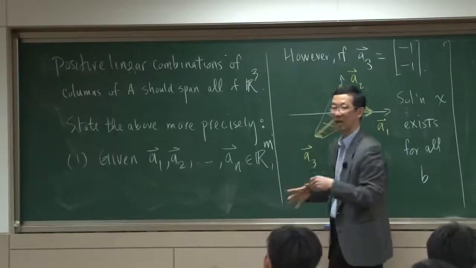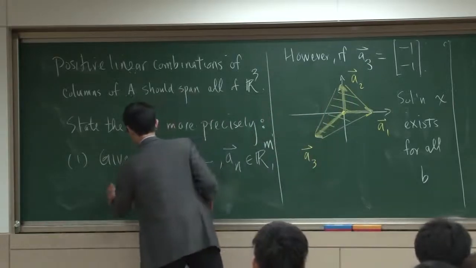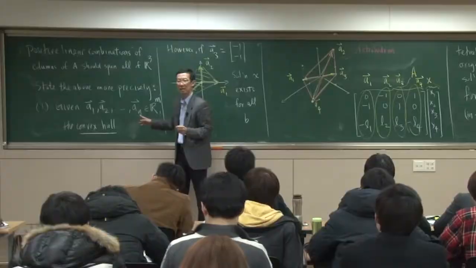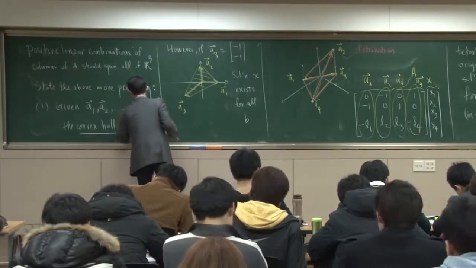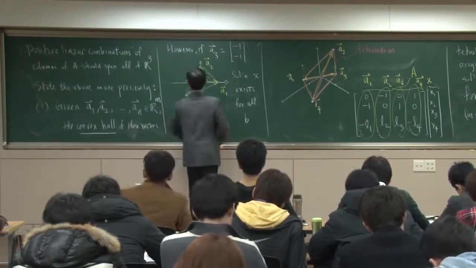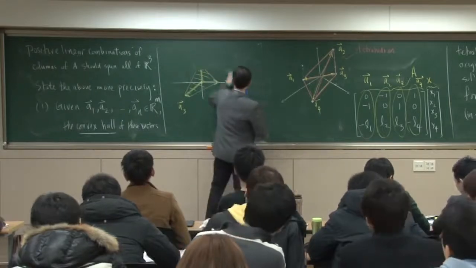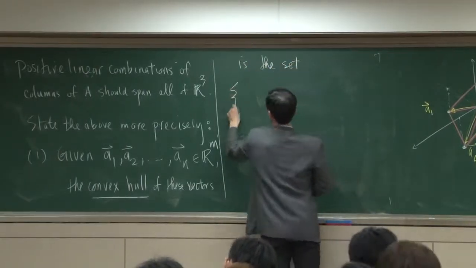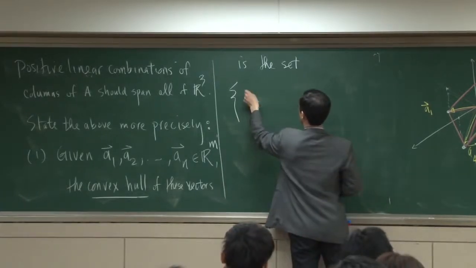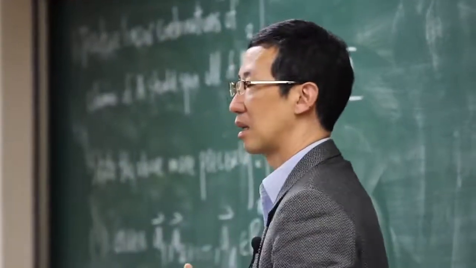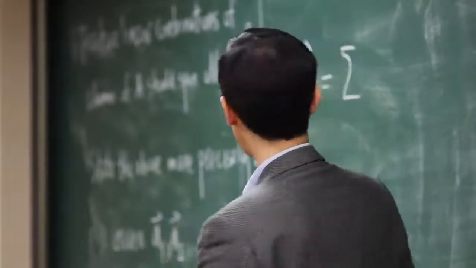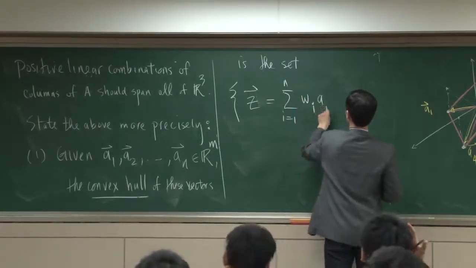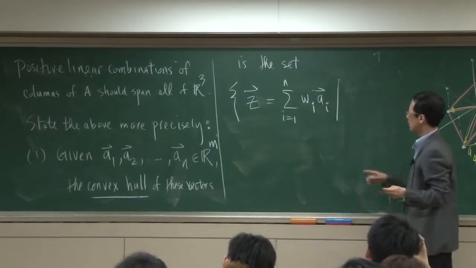We're going to say that the convex hull of these vectors is the set of vectors formed by taking linear combinations of the A's in a special way: the sum from 1 to n of Wi times Ai. Now these weights are scalars.